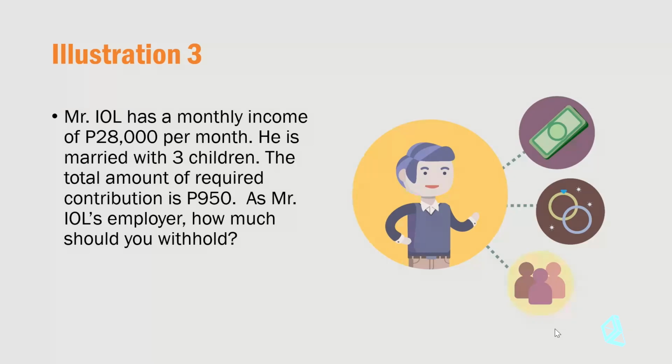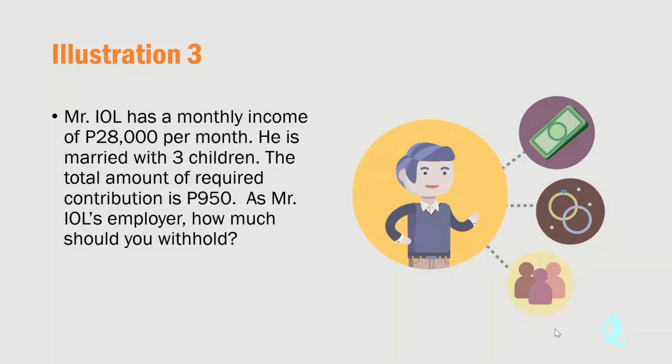Let's look at an illustration that will show you how to make use of the withholding tax table for 1601C. And if you remember, if we use C in 1601C, that means it refers to compensation. So this form is used for the withholding of your employees' withholding taxes on compensation.